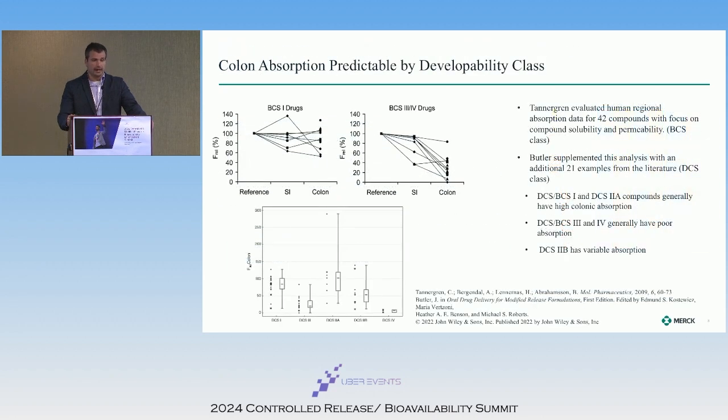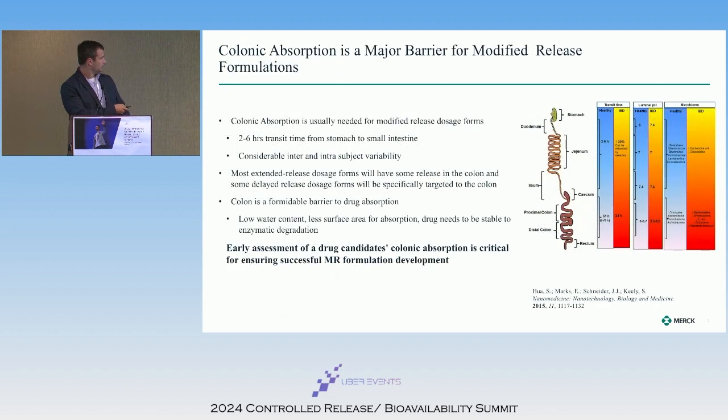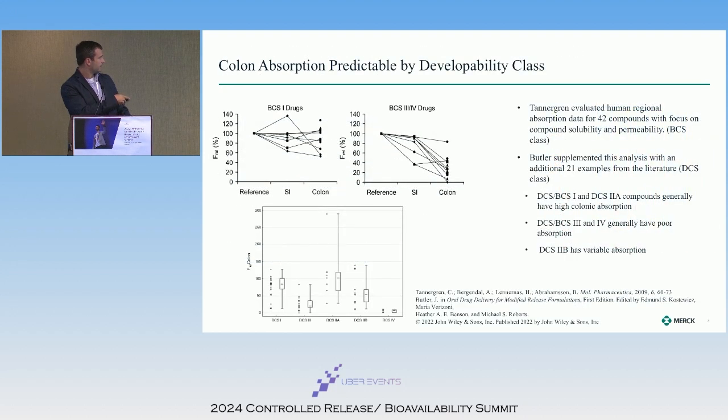There's a number of ways to do that, but the simplest way without much work is simply looking at the developability class of your drug. This is an older paper published by AstraZeneca where they looked at the human regional absorption data for 42 compounds, and they plotted it as a function of BCS class. What they observed is that if you're in a BCS1, you're in a pretty good spot. You generally have very high colonic absorption. There are some exceptions to the rule, which they believe is due to enzymatic degradation of those particular compounds in the colon.